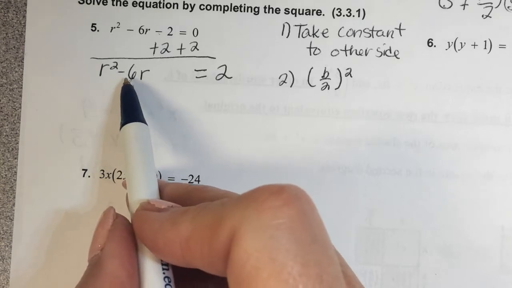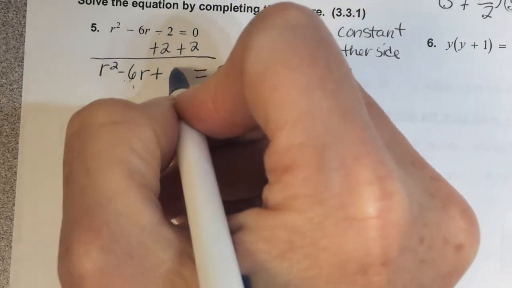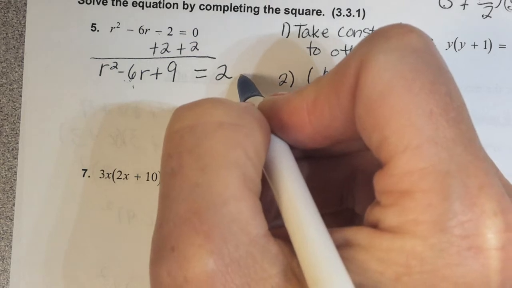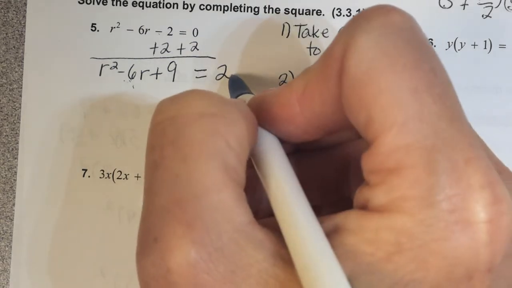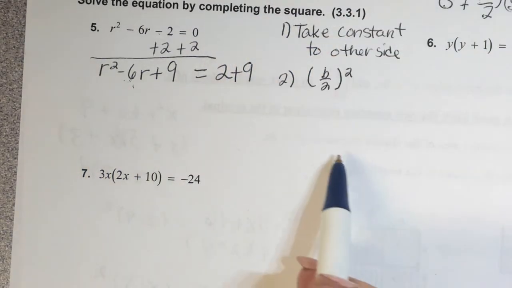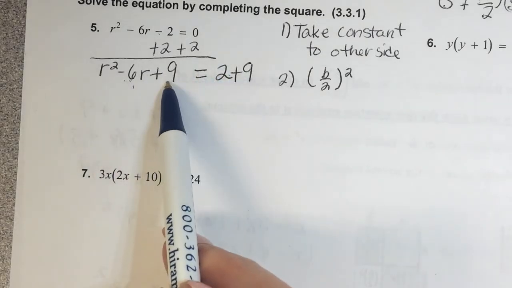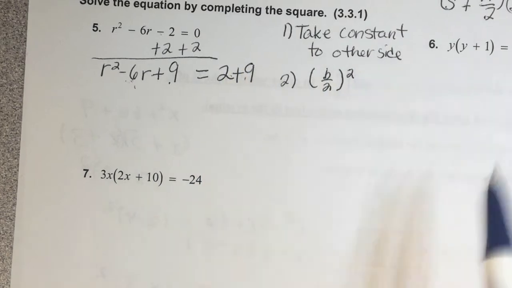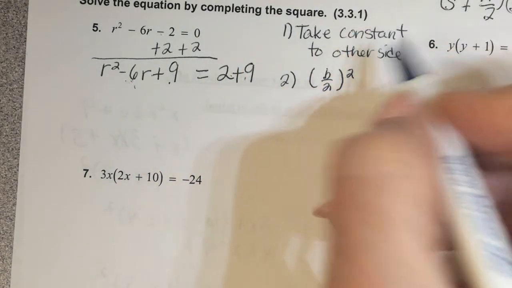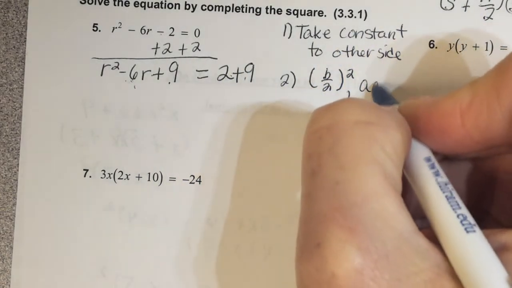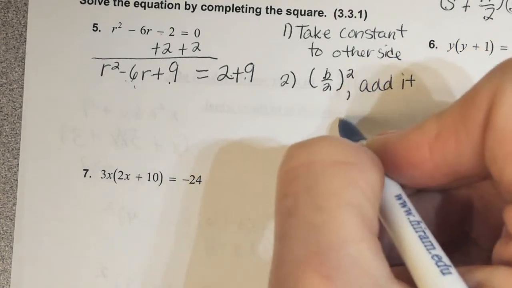And square it. Now, if I add 9 to this side, what am I going to have to do to the other side? Add 9 to keep it equivalent. Because now it's the same thing as what I started with. I added 9 here, so I add 9 here. So we have to find this and add it to both sides.